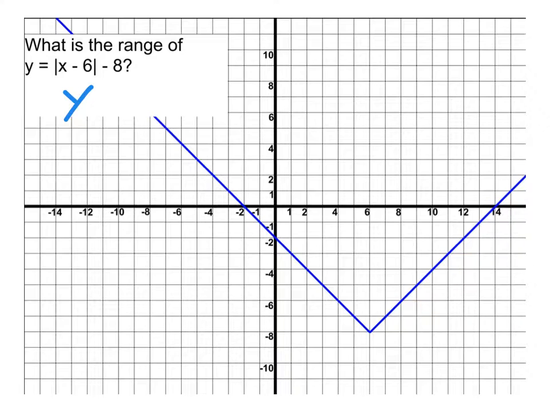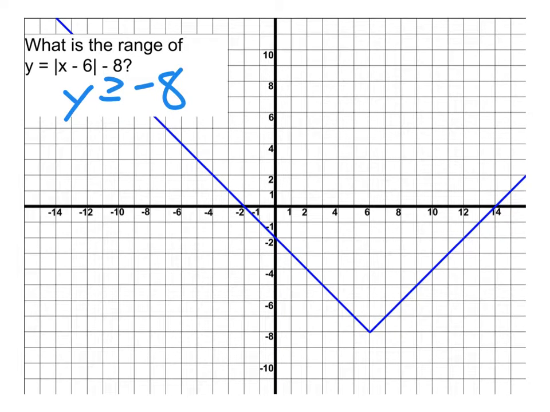And so then, yes, our range is going to be y is greater than or equal to negative 8. Because our y values start at negative 8, and they go up from there. Remember, range is basically a description of what's happening in this graph. It's saying this graph is going to include all y values that are at negative 8 and above.